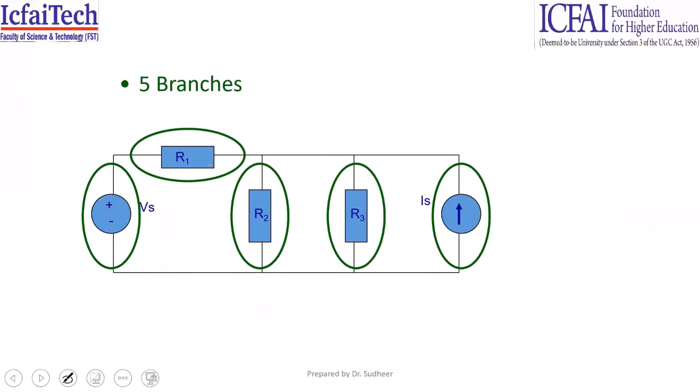Of the 5 branch elements, 2 are active elements, that is the voltage source and the current source. 3 branch elements are passive elements, that is resistor 1, resistor 2 and resistor 3.